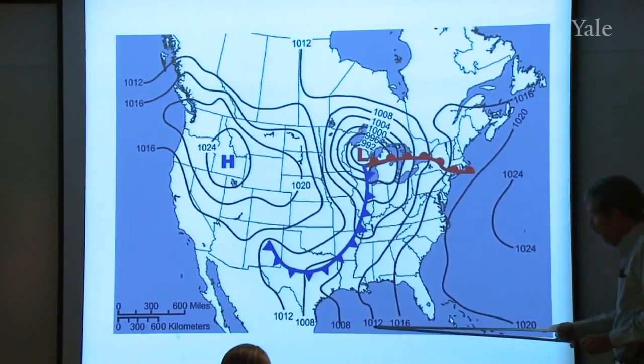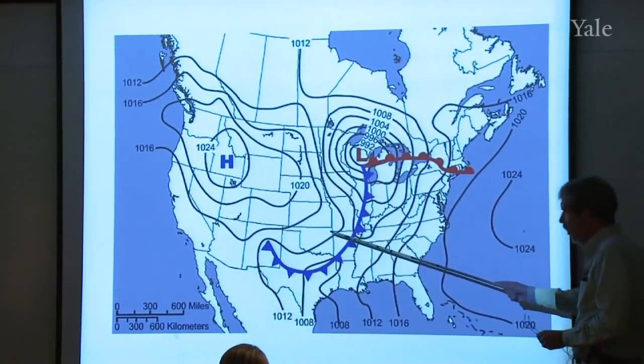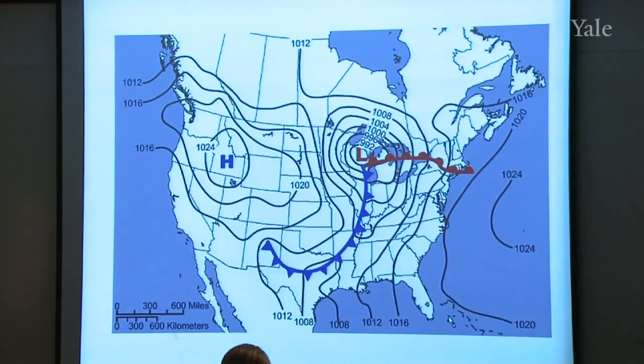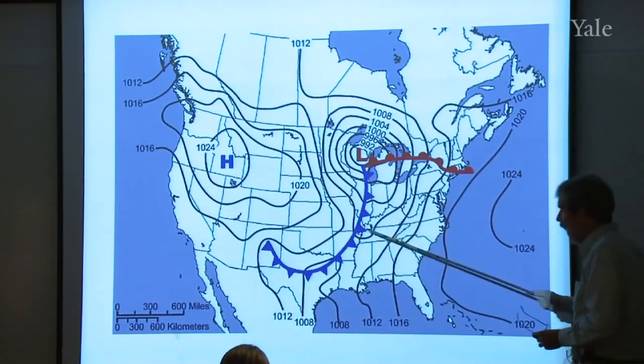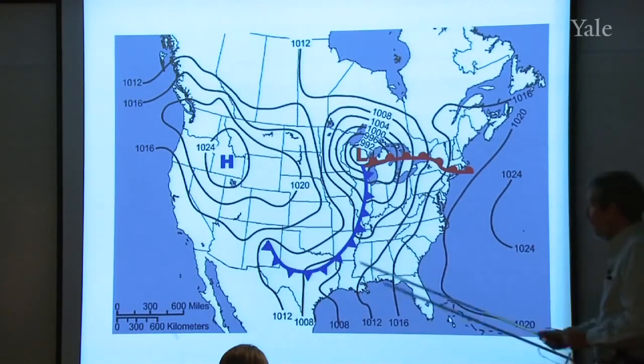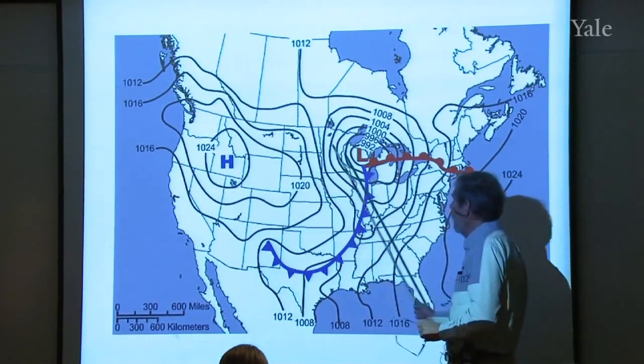These values are sea level pressure, so wherever the pressure was measured, it was reduced to a common altitude, sea level, and then the contours were laid on it. So you can use this to analyze then. And here we had an anticyclone and a cyclone.